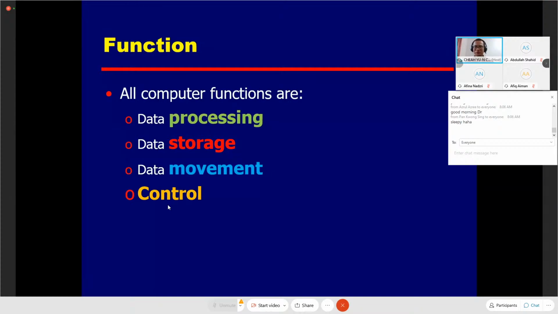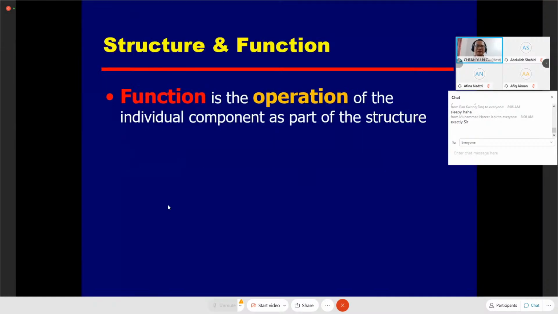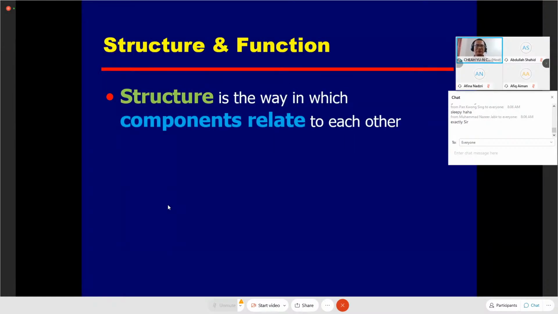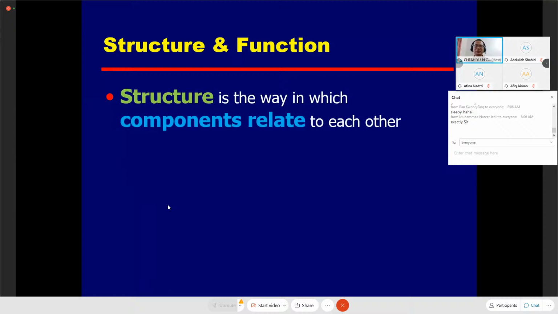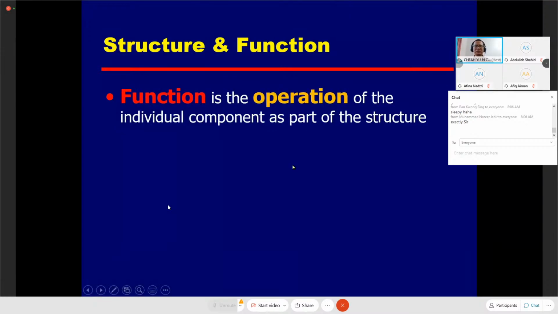Okay, so where we left off on Tuesday, we were basically talking about structure and function. In the slides leading up to where we left off, we were trying to define what the structure is. The structure is the components that are interrelated. The function is how these components of the structure function, how they operate, process and do their job. So that's the difference between structure and function.